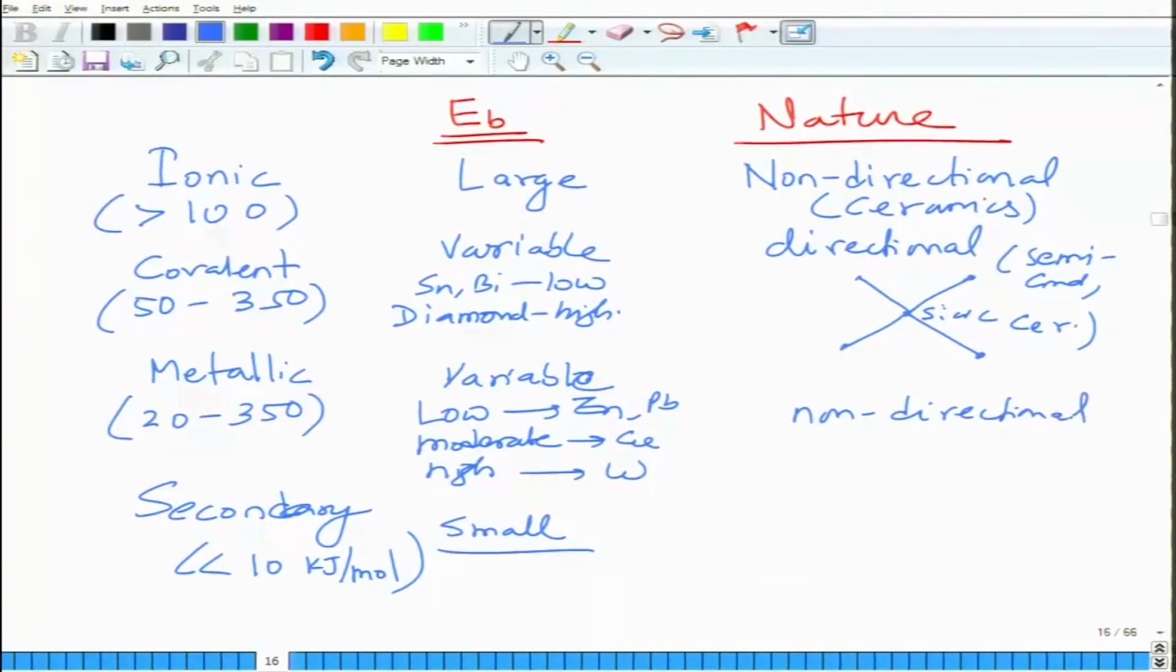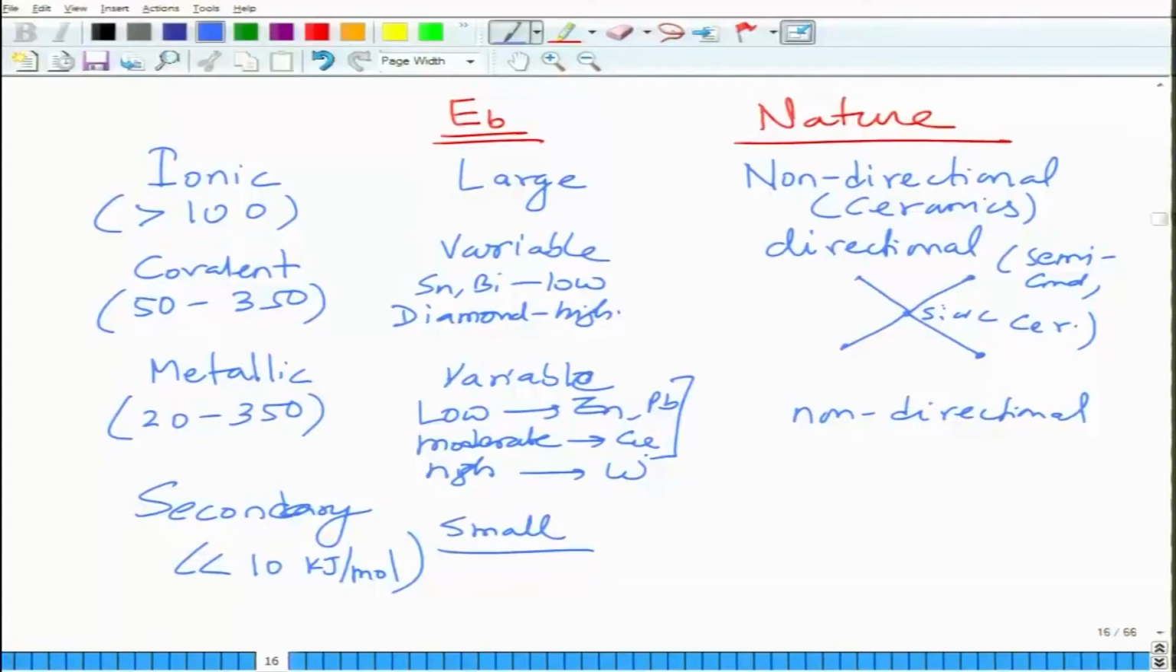And because of the moderate bond energy, metals are ductile also. If bond energy was very high, they would not deform very easily. So, most metals have moderate or low bond energy, which is why they deform easily. Secondary bonding tends to be in polymers, for example. It is directional because it is between the chains, or it could be intermolecular as well.